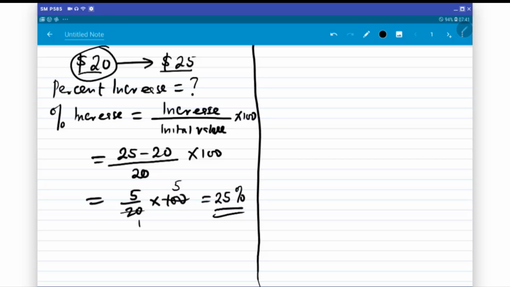So that means we increased this initial price by 25%. That's if you have 25% of 20, you get what? You will get $5. So $5 plus $20 will give us $25. So we increased it by 25% to get this $25. All right, now let's keep that there and let's go check the second example.